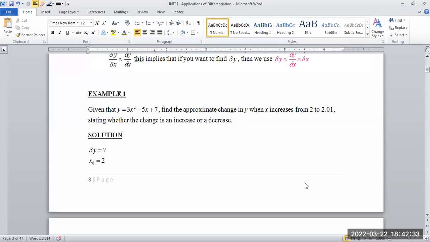So there is an increase from 2 to 2.01. So you want to find the approximate change in it, all right? So that's a practical example of what I just gave you with an increase in price. And it could also be a decrease. It doesn't have to be an increase only. It could be a decrease.